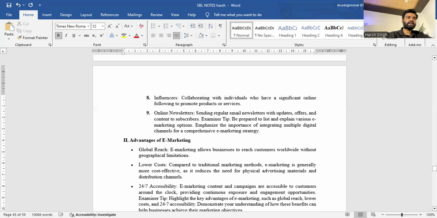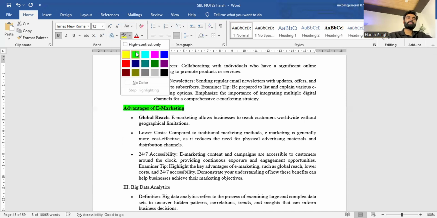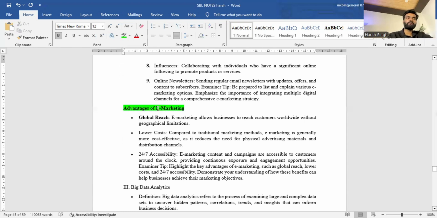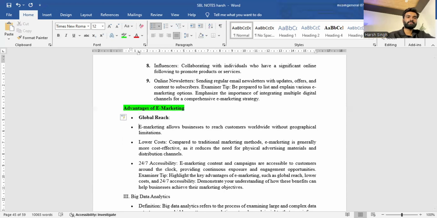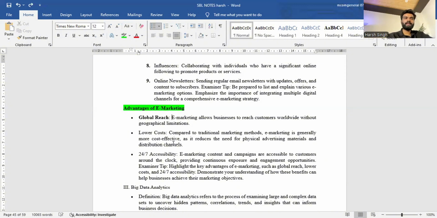Now what are the advantages of e-marketing? Again, the advantages are very simple. First of all, we have global reach. If I do normal paper marketing, or let's say the traditional method of marketing, I will be able to reach only a very small place. But with the help of e-marketing, I can reach a very large population. The cost will be low. Cost per impression is very low in e-marketing techniques.